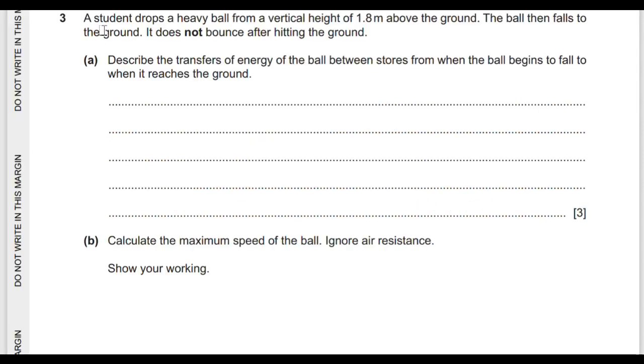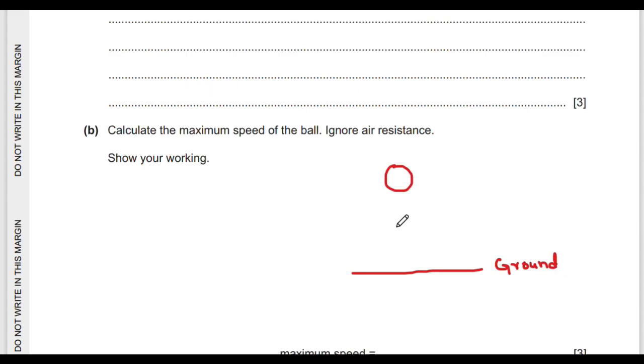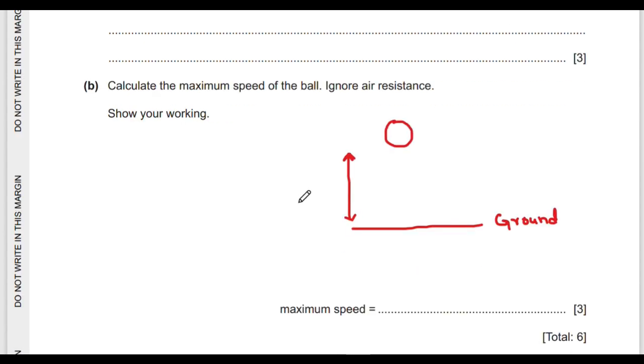Question number 3 is saying a student drops a heavy ball from a vertical height of 1.8 meter above the ground. The ball then falls to the ground. It does not bounce after it hits the ground. Describe the transfer of energy of the ball between the stores from when the ball begins to fall and when it reaches the ground.